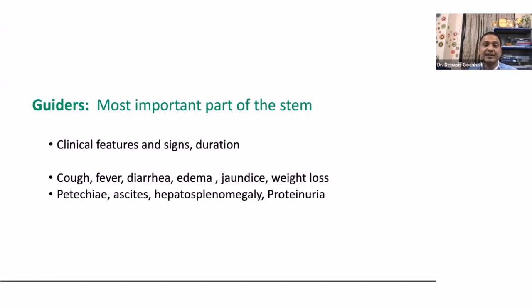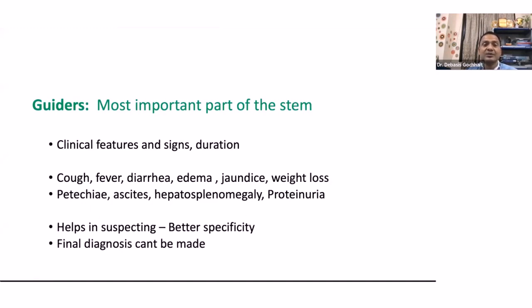Like ascites, hepatosplenomegaly, proteinuria, we will see each one of them and how they are helpful. So these guiders will help you to suspect. They will help you narrow down further as compared to helpers. Helpers just indicate certain things. Guiders still lead you towards something, so they have much better specificity as compared to the helpers. The final diagnosis cannot be made from guiders, but they can help you to narrow down on certain diseases.